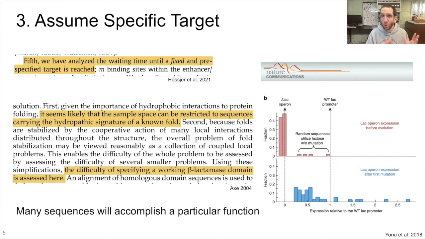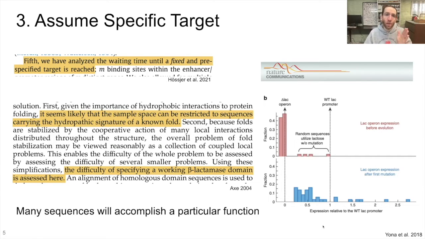The studies that creationists do that set a pre-specified target, the equivalent for this study is they're just looking for the probability of re-evolving the wild type lac promoter. But that's not the question in evolution. The question is, what's the probability of getting something that will work as a lac promoter? And it turns out that's really easy to do.